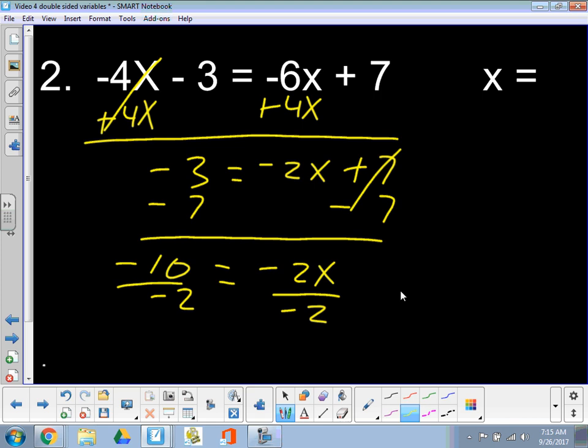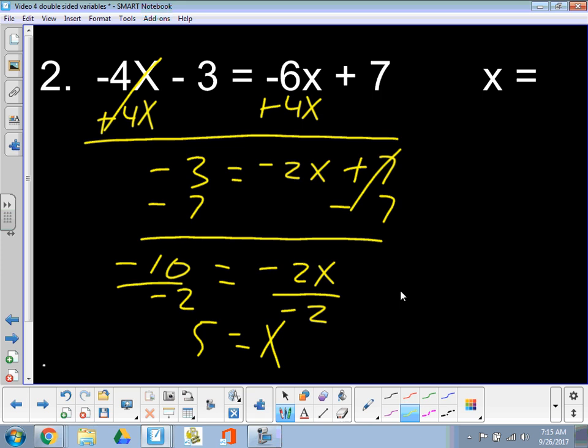10 divided by 2 is 5, and a negative divided by a negative. 5 is equal to 2 divided by 2 is 1. A negative divided by a negative is a positive 1x. In algebra, we just write x. So, in one way that we solved it, we got x equals 5. In the second way we went through it, we get 5 equals x.